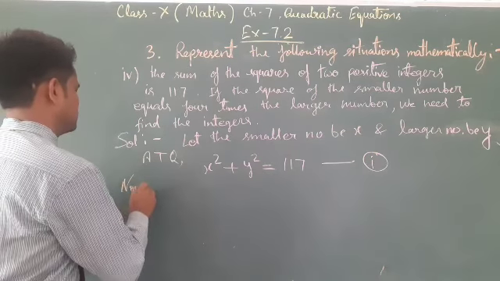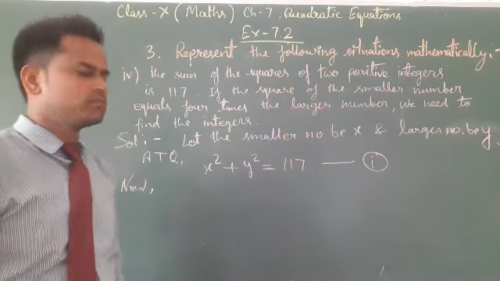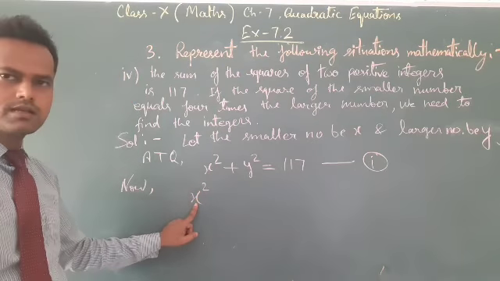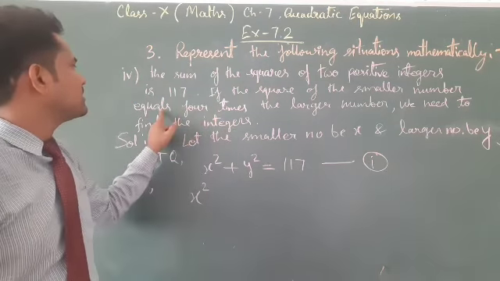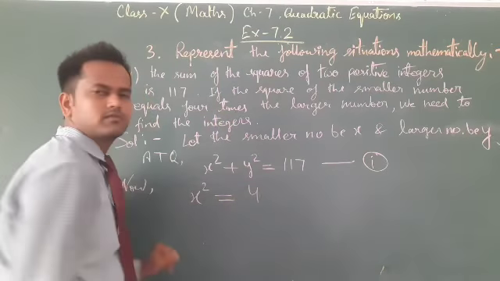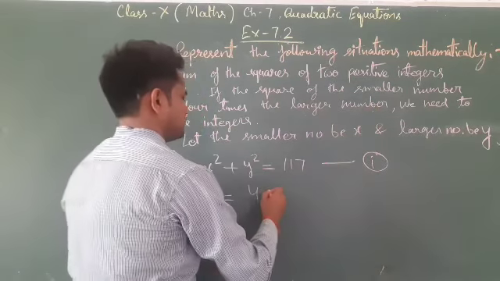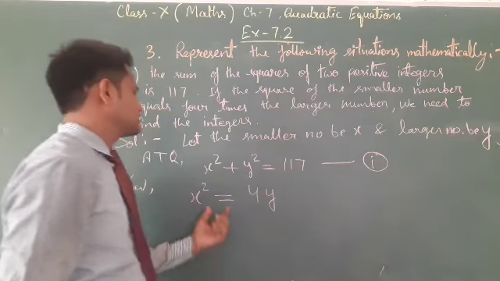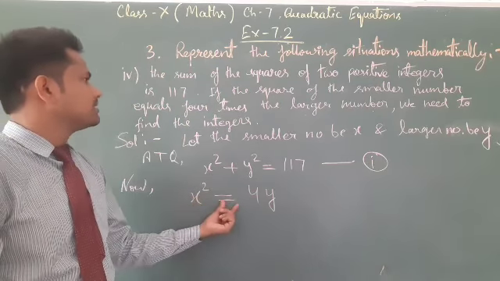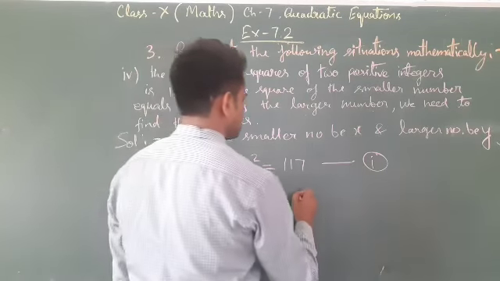Now again it is said that the square of the smaller number equals 4 times the larger number. Times means multiplied, 4 into the larger number, which is y. So the square of the smaller number equals 4 times the larger number. Equation 2.